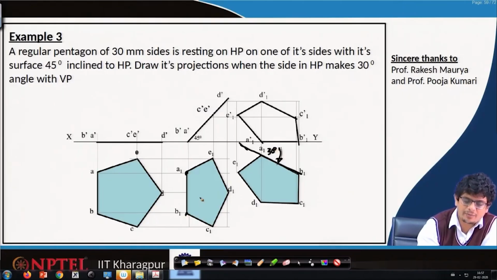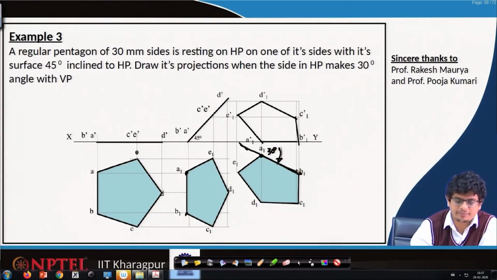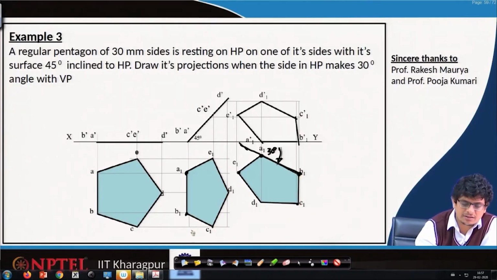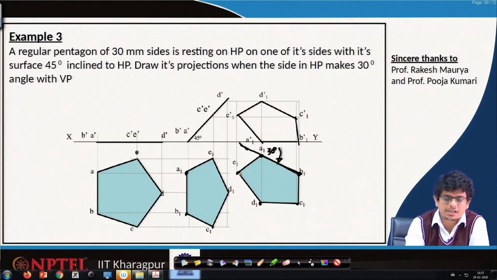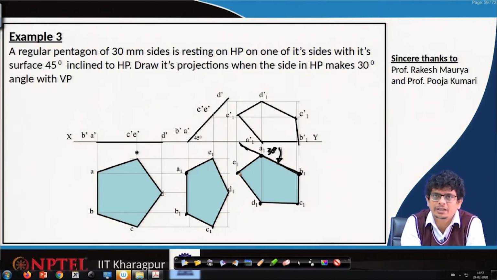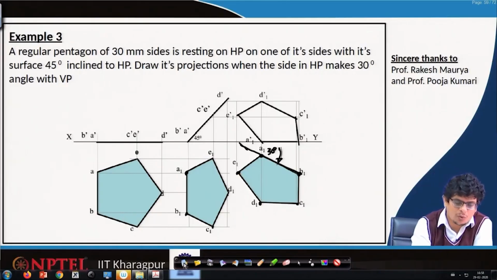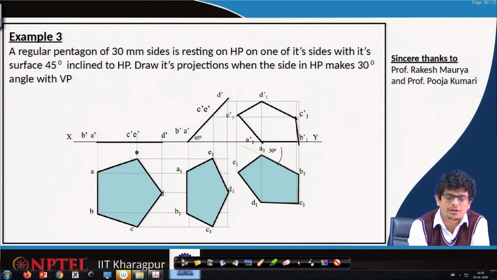Transfer this length A1B1 there. Similarly, transfer the A1E1 length by using a compass. Then B1C1 and C1D1 also are transferred in the same way. So, we just have to rotate this by 30 degrees, and the remaining sides are also rotated by the same amount. Once that is done, this entire pentagon will be turned in that direction.